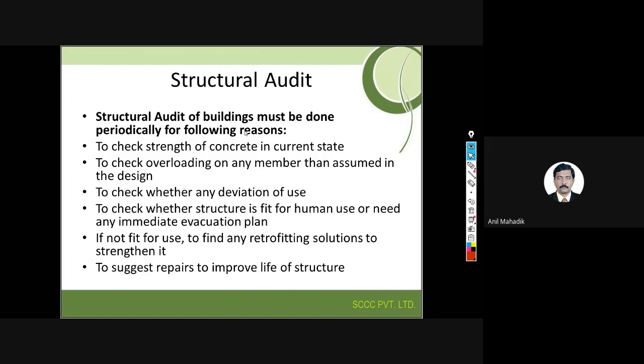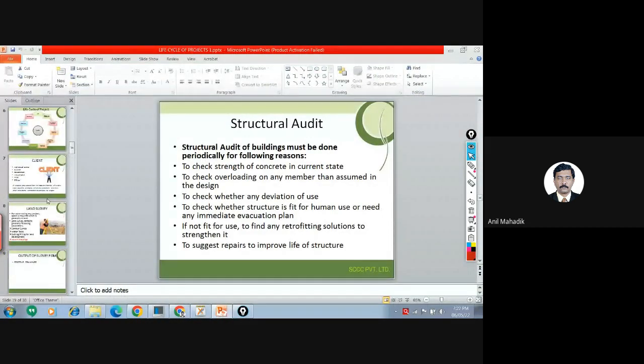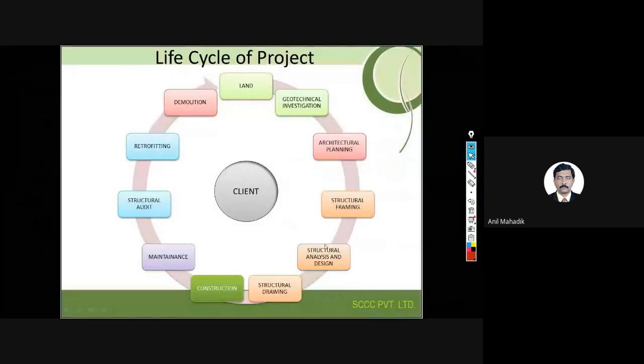Structural audit. So in the life cycle, we have seen this part, let's discuss the maintenance part also. What kind of maintenance is to be done in the buildings? Generally, the constructed building is handed over to the society. I think we have discussed this last time. So once the society takes charge of the building, then they are responsible for the maintenance of the building. What type of maintenance is there in the buildings?